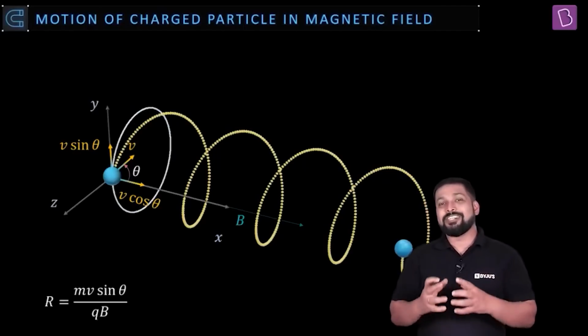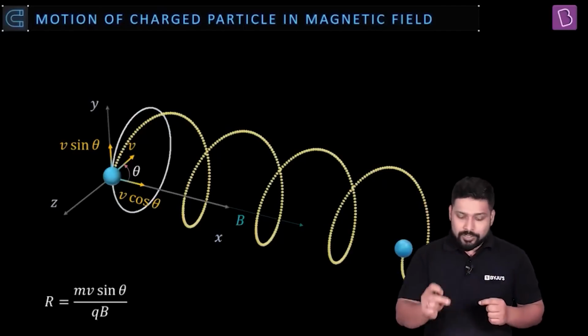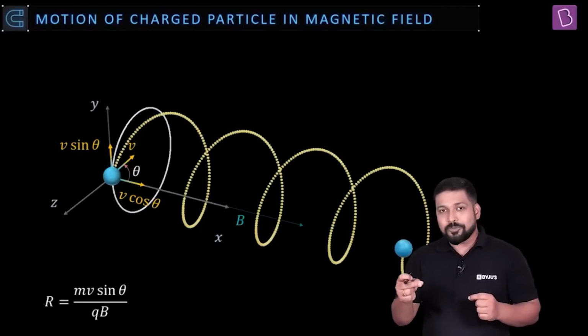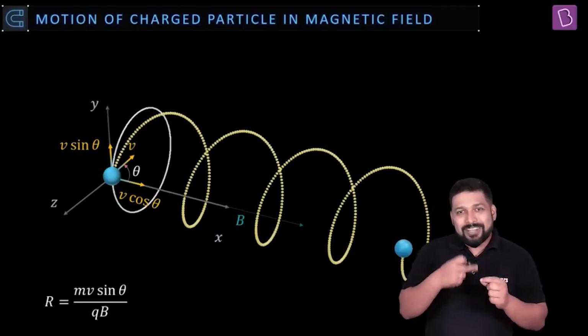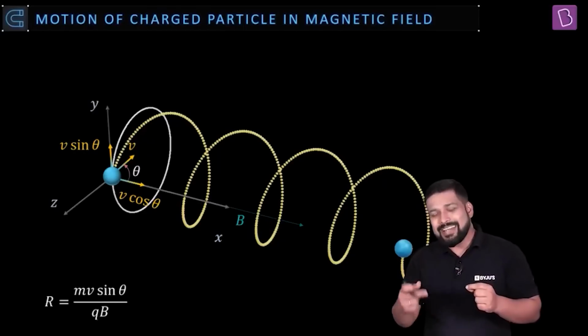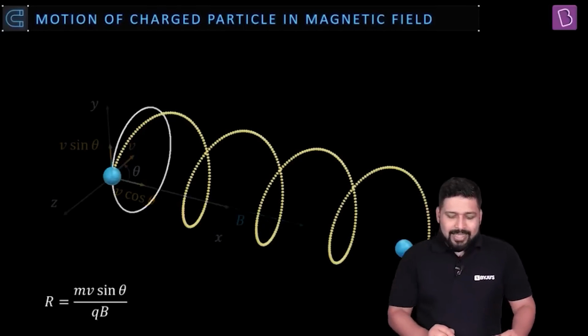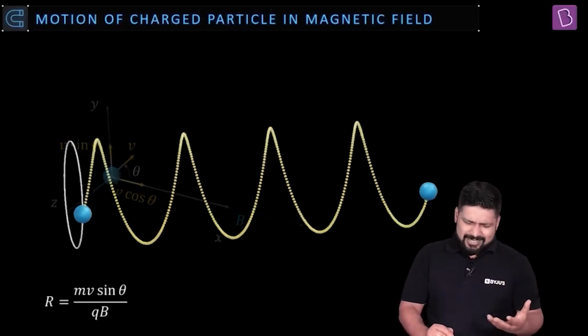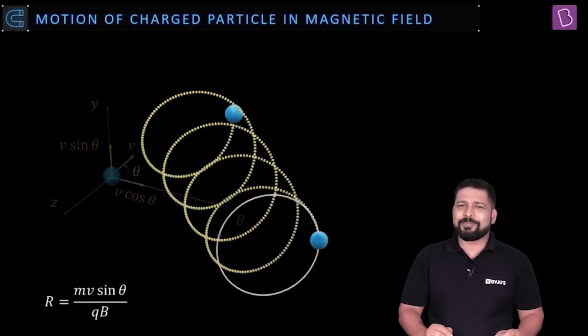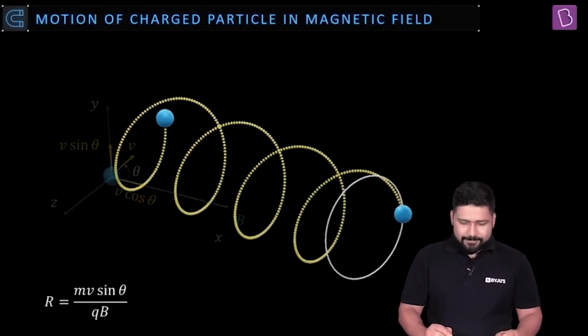This is how the charged particle starts moving. It has to move in a circle as well as move ahead because of this component of v cos theta. So it starts moving like this, and this path is what we call a helix. All right, the easiest example to understand this looks something like a spring, doesn't it? So something like this, no problem.